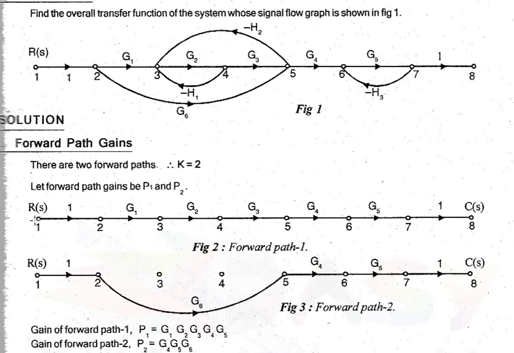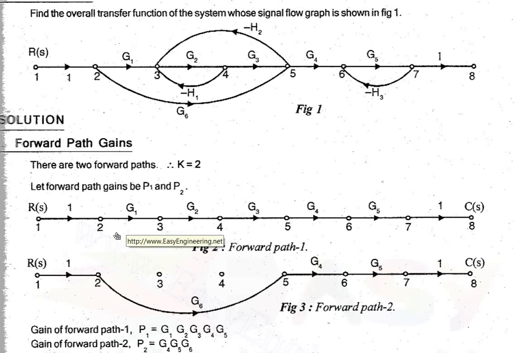First we have to draw the first forward path, the connection between the direct nodes 1 to 8. In between these 8 nodes, the forward path gains are: 2 to 3 it is G1, 3 to 4 it is G2, 4 to 5 it is G3, 5 to 6 it is G4, and 6 to 7 it is G5. The remaining nodes have a gain of 1. Therefore the gain of the first forward path P1 is equal to G1 into G2 into G3 into G4 into G5.